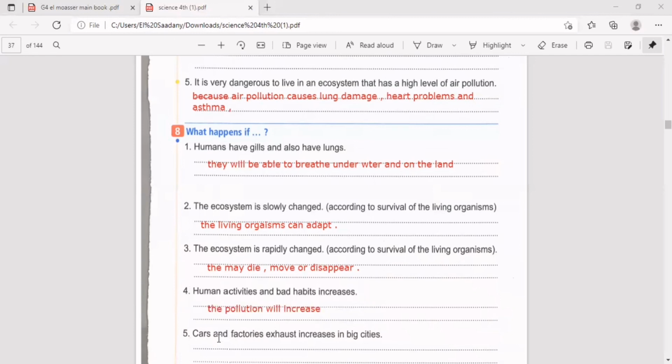So the last question here: what happens if the cars and factories exhaust increases? Exhaust means the smoke that comes out of cars and factories burning fuel. In a big city, the number of cars increases, the number of factories increases, so the cars and factories exhaust will increase. What do you think will happen in this case? Actually, yes, the air pollution will increase, the lung problems will increase, the heart disease will increase, the asthma will increase.